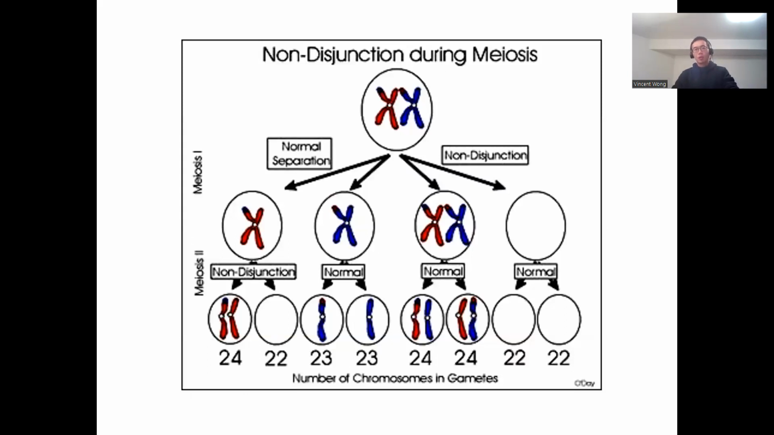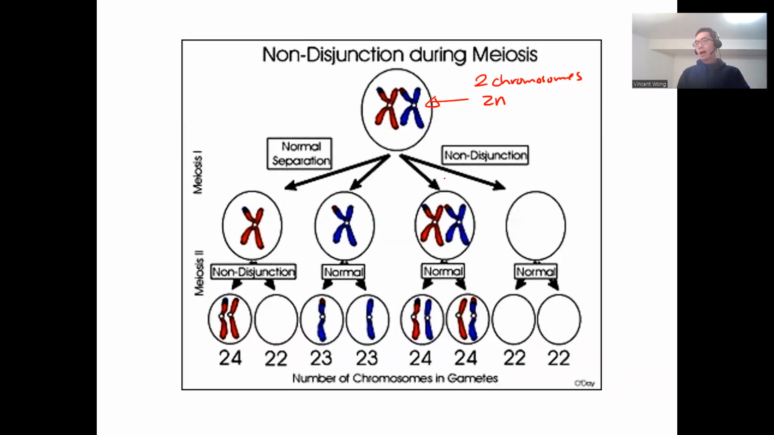To keep it simple, we are just going to focus on one pair of chromosomes. So this is just 2 chromosomes, and this is 2N.